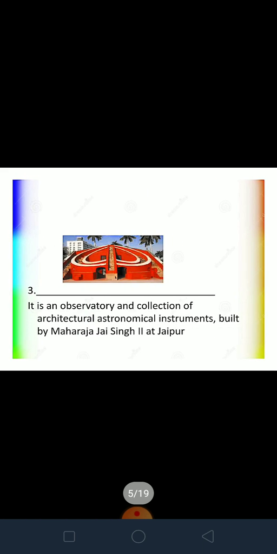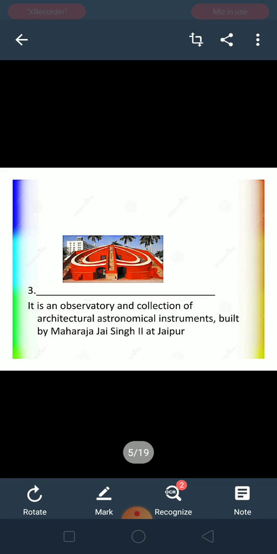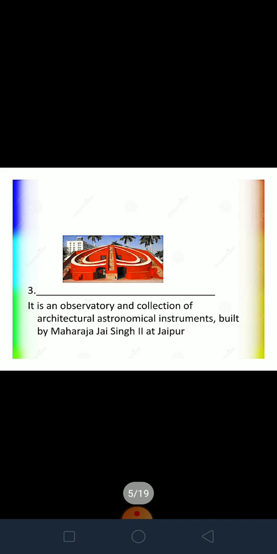Third, it's an observatory and collection of architectural astronomical instruments built by Maharaja Jai Singh II at Jaipur. It's an observatory from where people observe the location of stars, constellations and other planets in the sky. It's equipped with different astronomical instruments. Any guesses? It starts with J. Jantar Mantar. J-A-N-T-A-R Jantar, M-A-N-T-A-R Mantar.